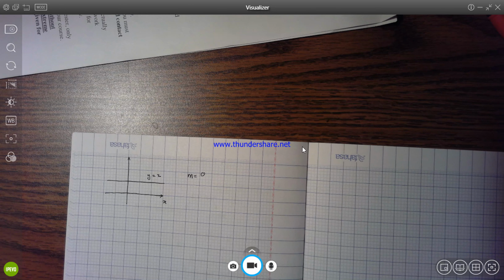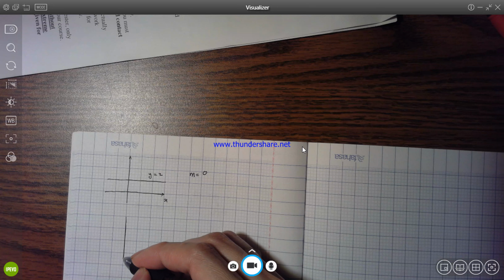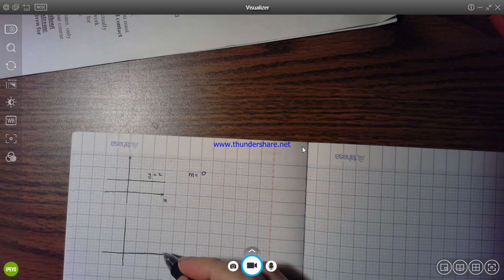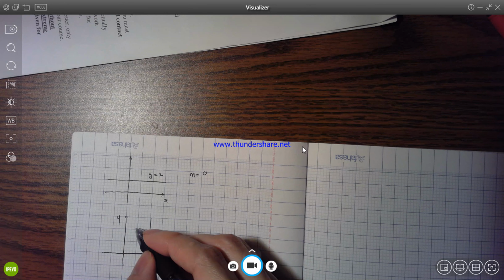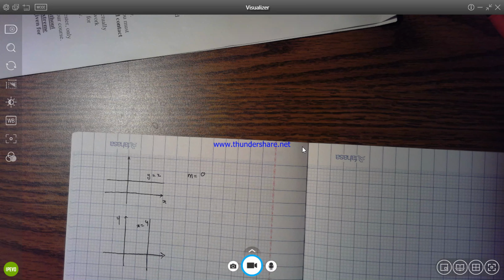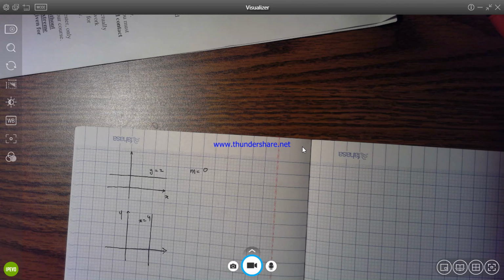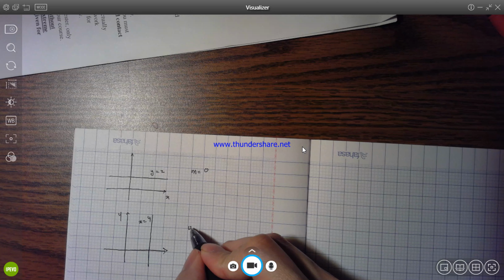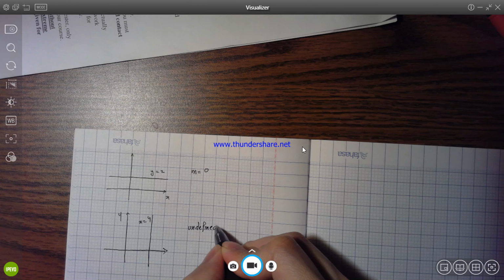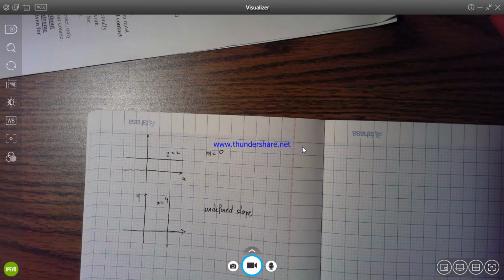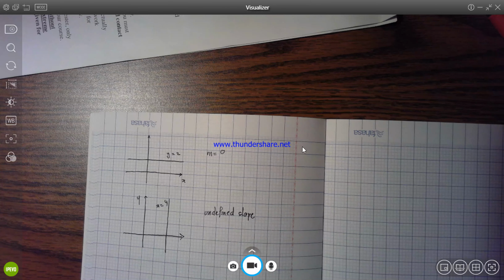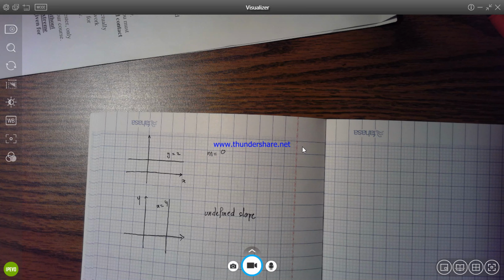Then what is the case when we have a vertical line? Something like this, x equals 4. Then do you think that the slope will be 0? No. In this case, we don't have a slope, so it's an undefined slope. Slope is not 0, okay? It's undefined slope. It means that we cannot find the slope. With a horizontal line, we can find the slope.